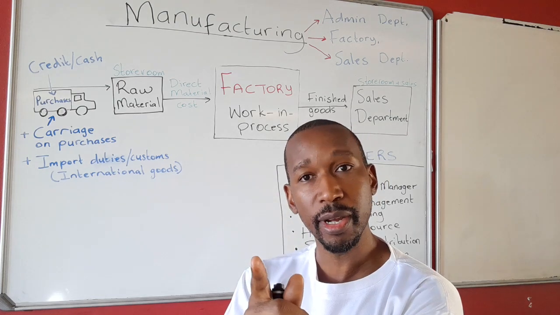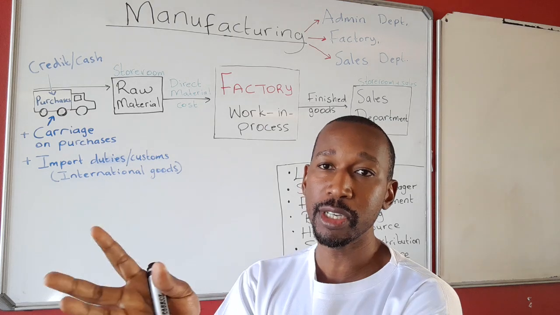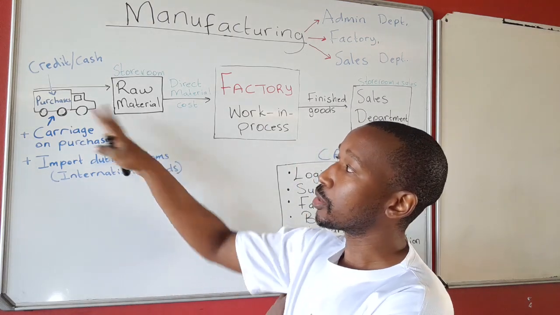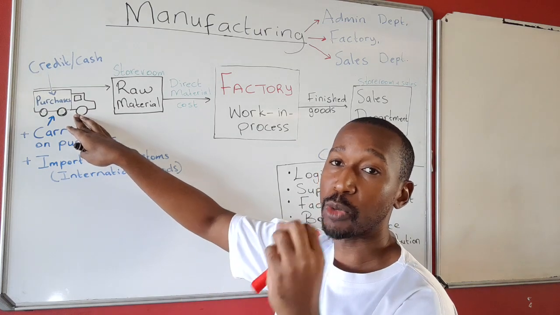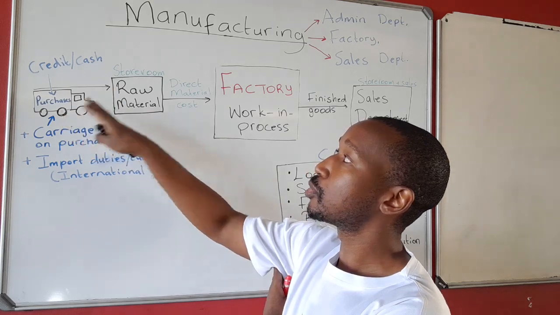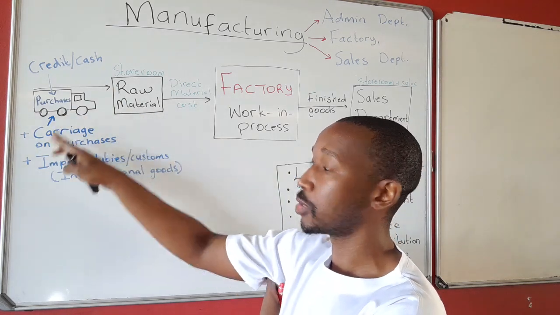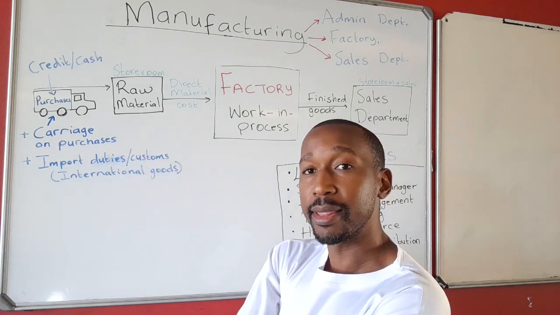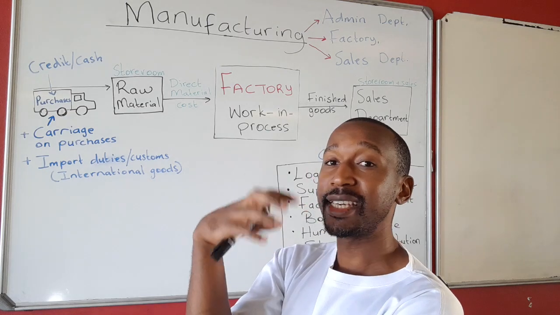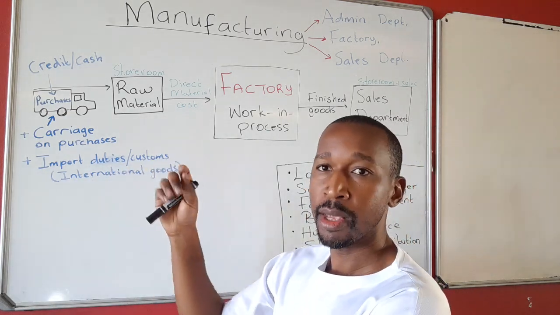So for the manufacturing company, there's a slightly different route that the goods take from purchase to sale. And that is namely, they would need to be buying those goods from a supplier at what we call raw materials supplies, and then transport them to the business, which is what we're going to put under what we call carriage on purchases. Then should it happen that they are buying from outside of South Africa, they will also have an additional cost called import duties or customs cost.